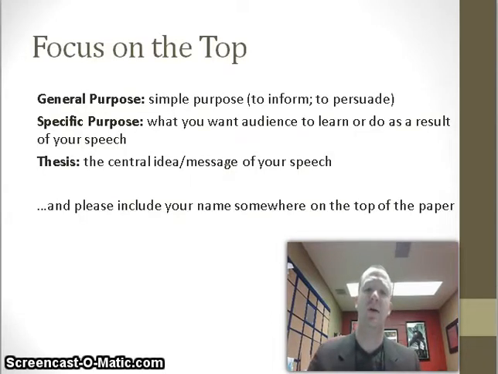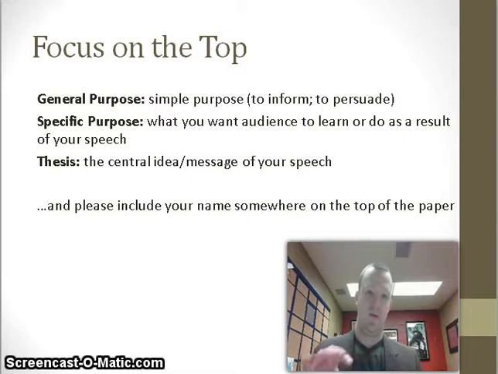First off, you have the top. You need to put all this at the top of the page: your general purpose, your specific purpose, and your thesis. And of course, please put your name on top of the paper. And remember, when you turn in something, it should always be typed.